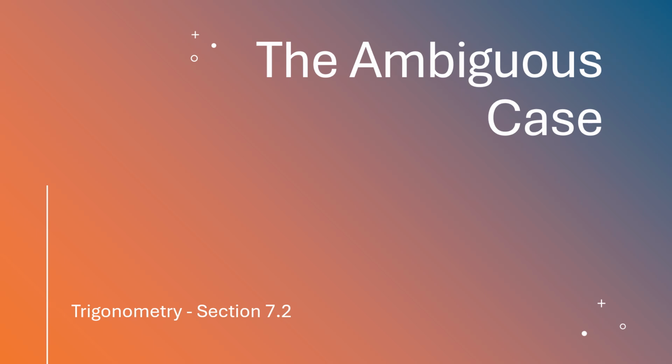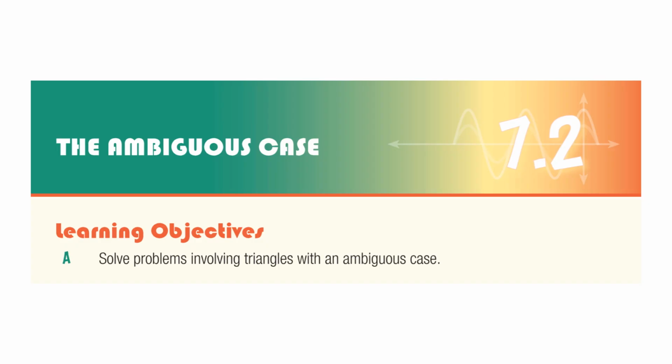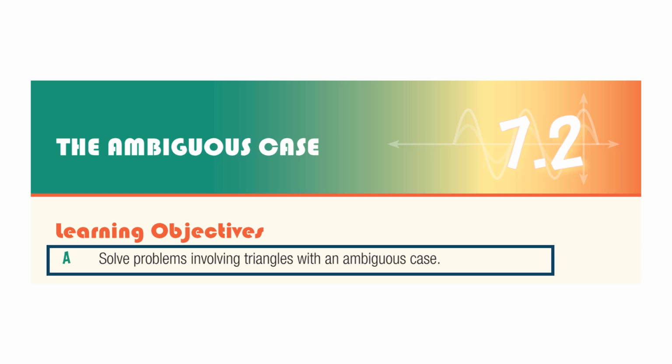Welcome to section 7.2, the ambiguous case. In this section, we have one objective: solve problems involving triangles with an ambiguous case.